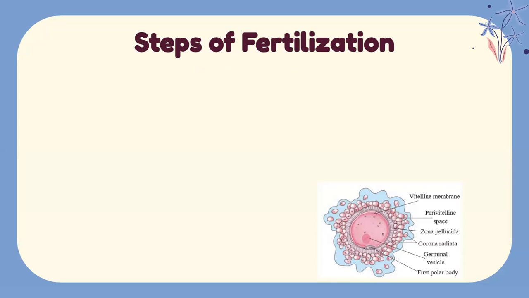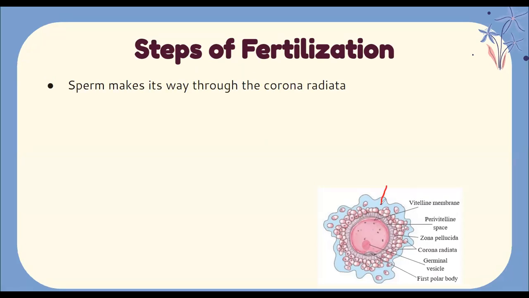Okay. So that was the general understanding or definition of fertilization. How will fertilization take place step by step? Number one, the sperm will come and make an entry. It will try to break this layer, and it will make a way through this corona radiata.